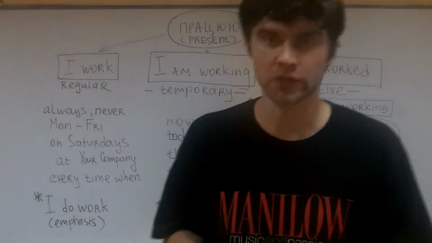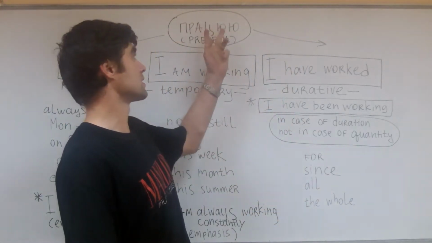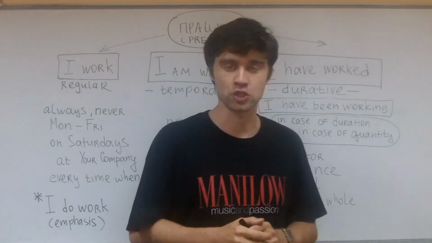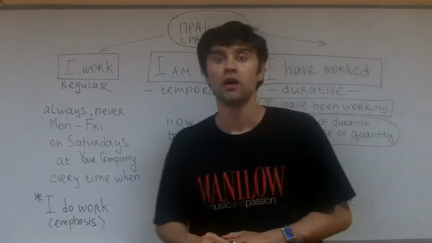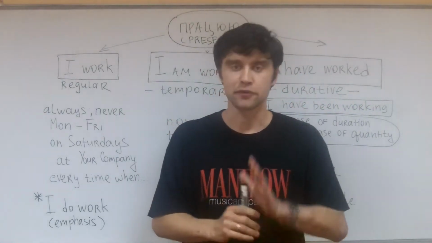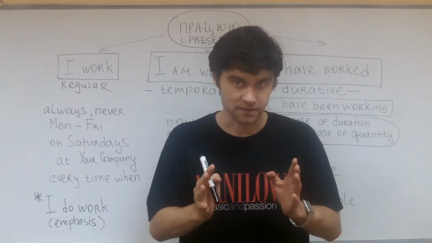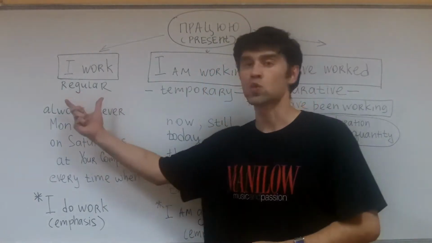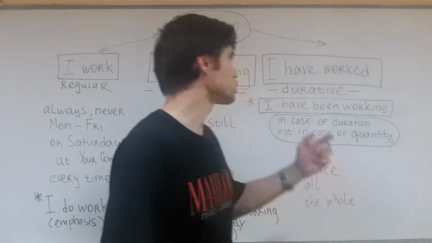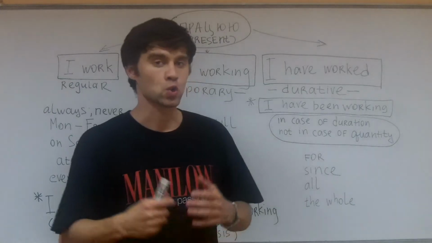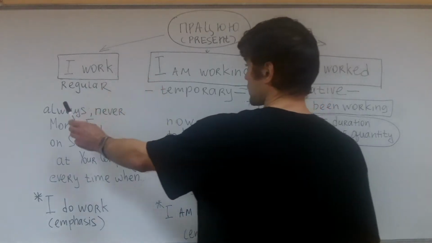Hello again. Today we're going to talk about the representation of the Ukrainian present tense in English tenses, based on the Ukrainian verb працюю. We're going to discuss the three most important aspects of the English present, and they are the following: the regular aspect, the temporary aspect, and the durative aspect. Regular, temporary, and durative. We're going to start with the regular aspect.